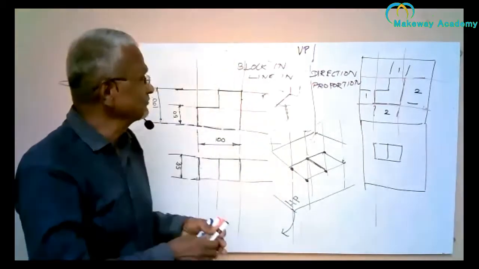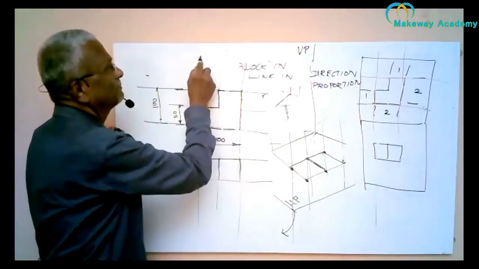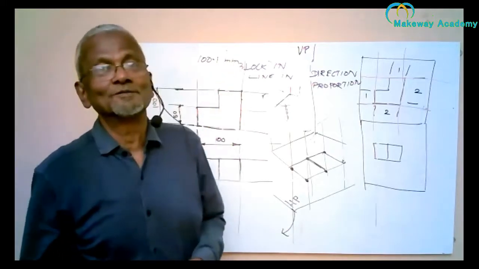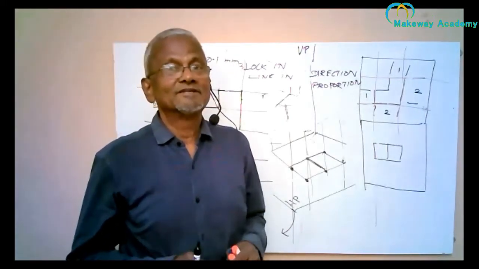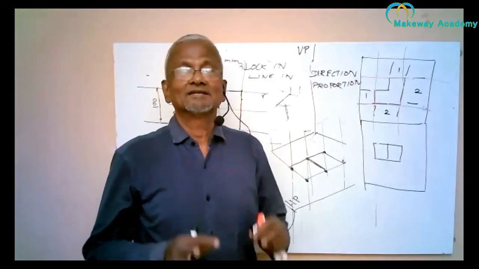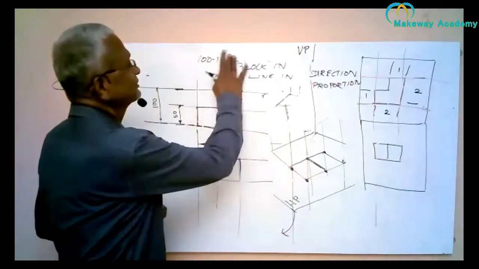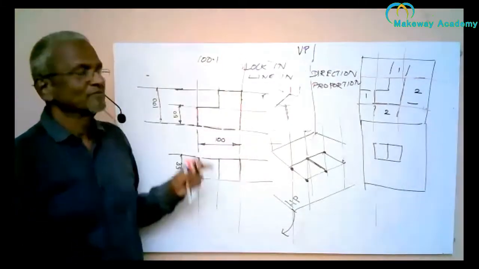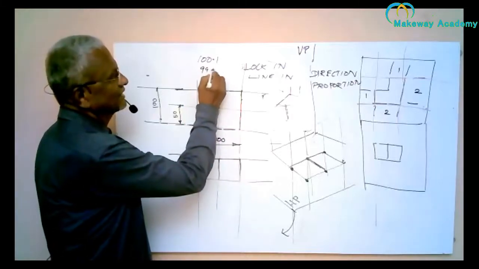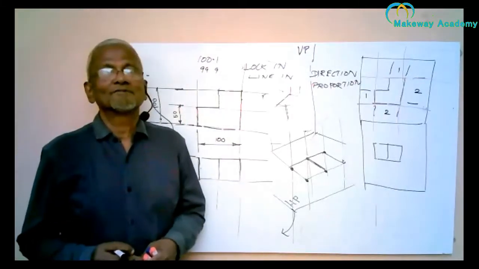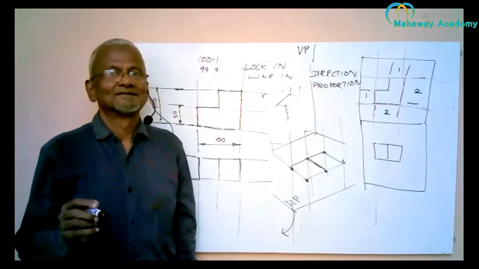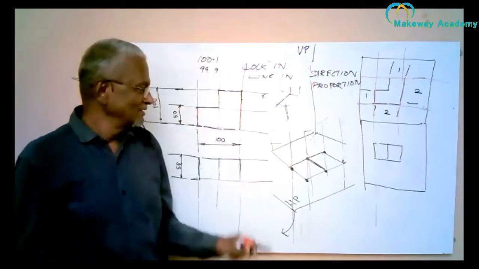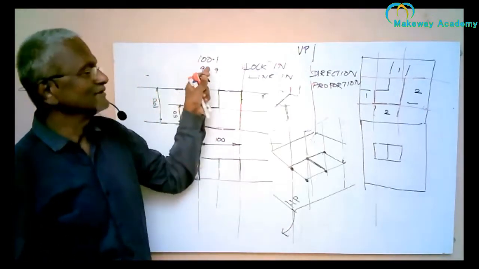So 100.1 is called upper limit, mm. So in engineering drawing, one thing you must know, if I don't give the dimensions, it is to be understood that the dimensions is in mm. So 100.1 mm. And then 99.9 mm. So this 100.1 mm is called the upper limit. 99.9 is called the lower limit. So the object should be made in between these two limits.